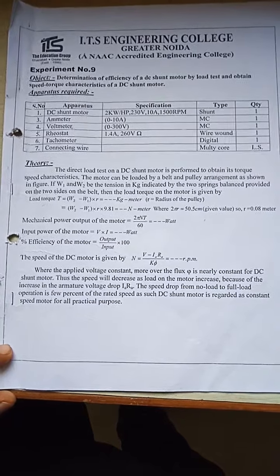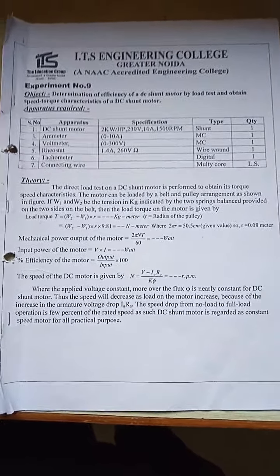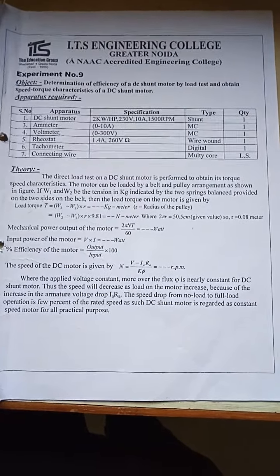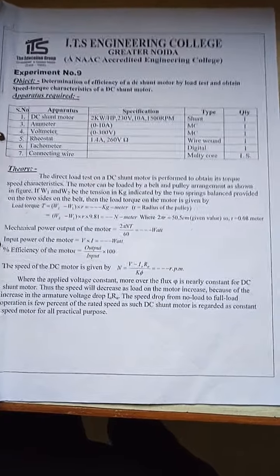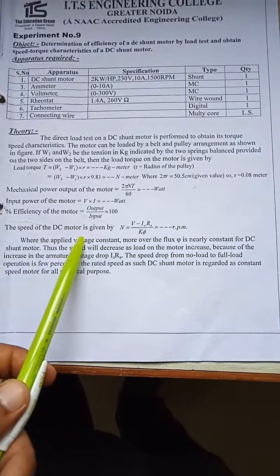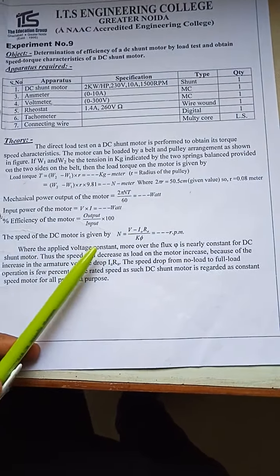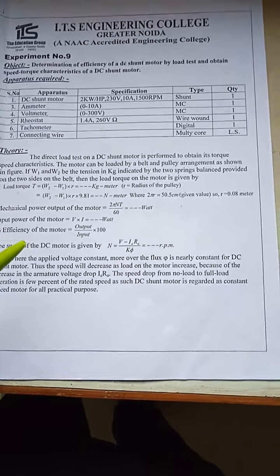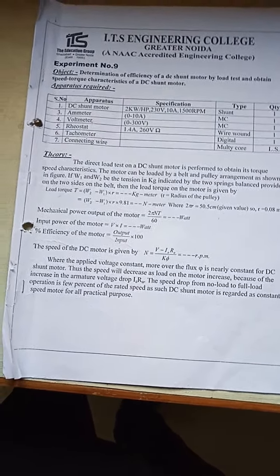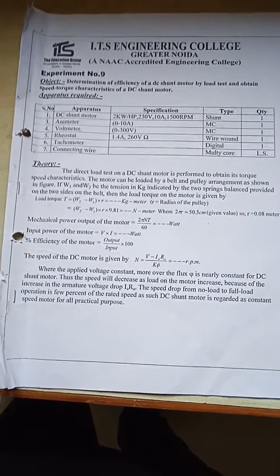Well, it says that when you load the motor, you increase the torque, the speed of the motor decreases. So you will visualize this with the help of a graph when we take the readings. So now you can see this formula. The speed of DC motor is given by this formula: N is equal to V minus IaRa divided by K into phi, where N is your speed, V is the voltage, Ia and Ra are the armature current and armature resistance, and K is the constant, and phi is your flux.